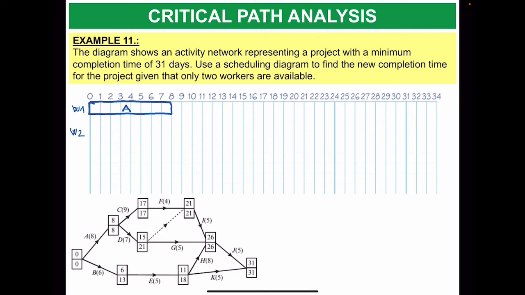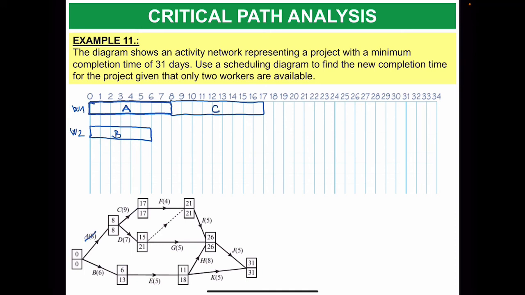But you have a second worker available, so he will start with the B. B takes 6 days. So B activity. Then once A is finished, you can start with C. So it starts at 8 and takes 9 days. That means it goes to 17. That would be the C.